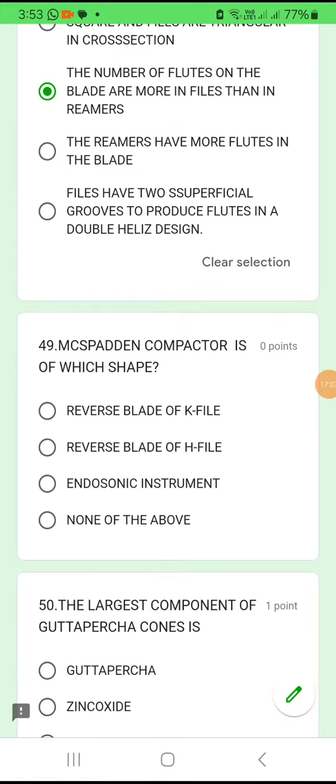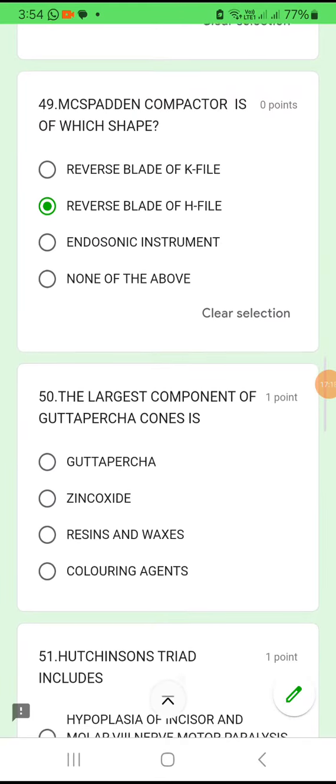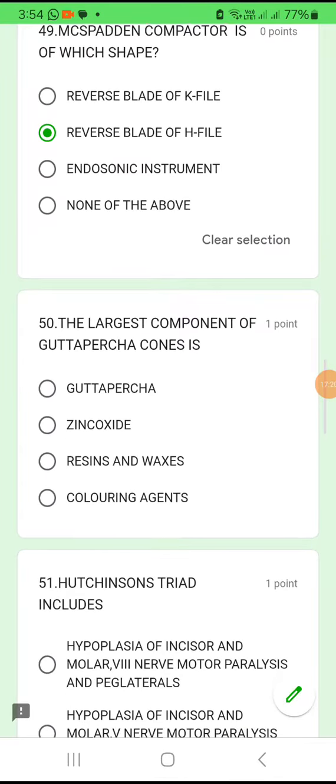Question number 49, Maxpadden compactor is of which shape? It is a reverse H file. We have learned Maxpadden compactor is a reverse blade of H file. Reverse blade of H file, Maxpadden.